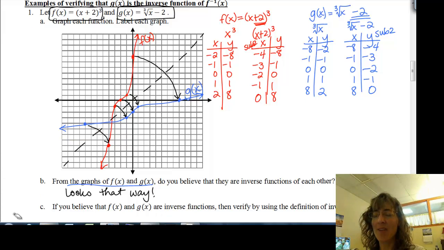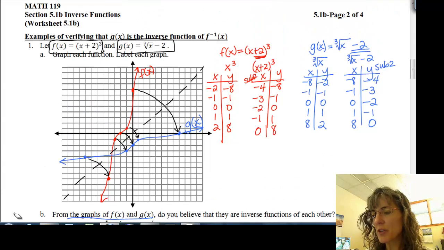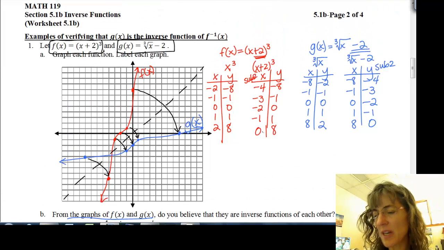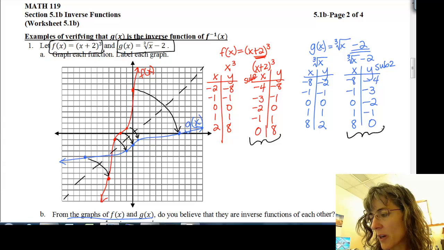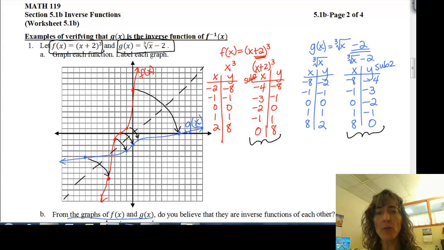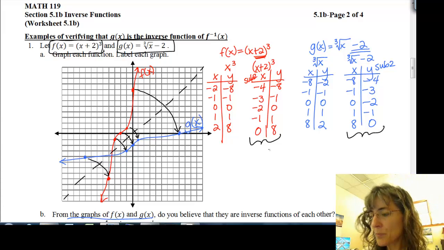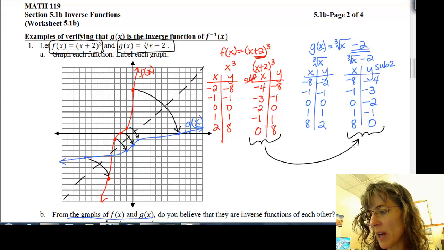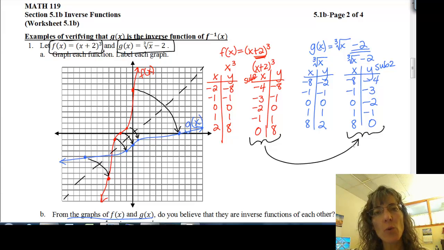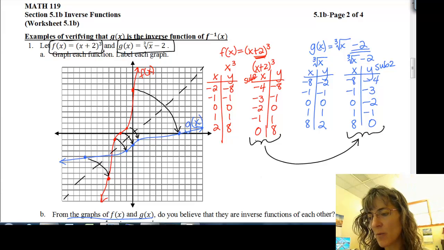So it looks like they are inverses. Now I can do one other check on this one, and it's easy to tell because I happen to use the same points. From my translated graphs, the two that I actually made my graphs on the chart from, are they opposites? What I have in my y column for my f of x, is it my x column for my g of x? And for what I have in the x column for my f of x, is it my y column for the g of x?